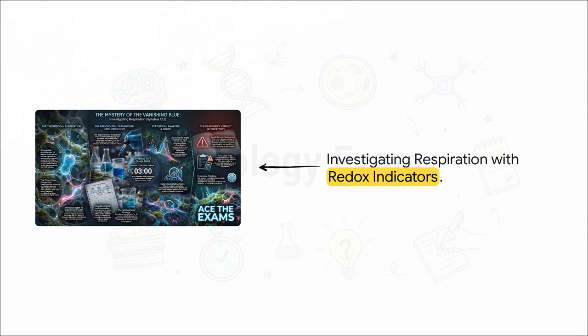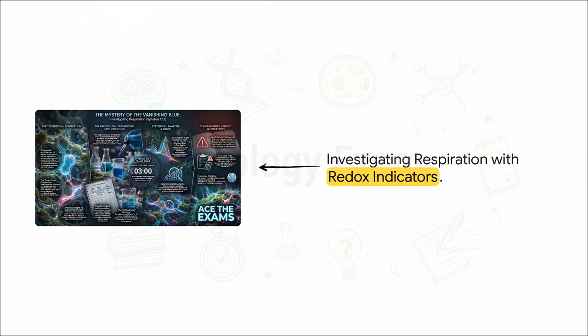And here is the reveal. We're investigating respiration using redox indicators like DCPIP and methylene blue. Look closely at the wet lab notebook table on the left. The color of DCPIP goes from blue to decolorizing to colorless. Seems fine, right? But what are the examiner red flags on the right? It's the dreaded units trap.